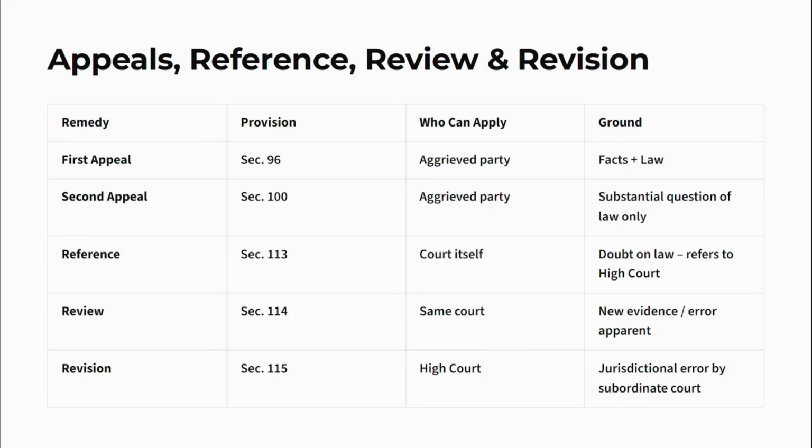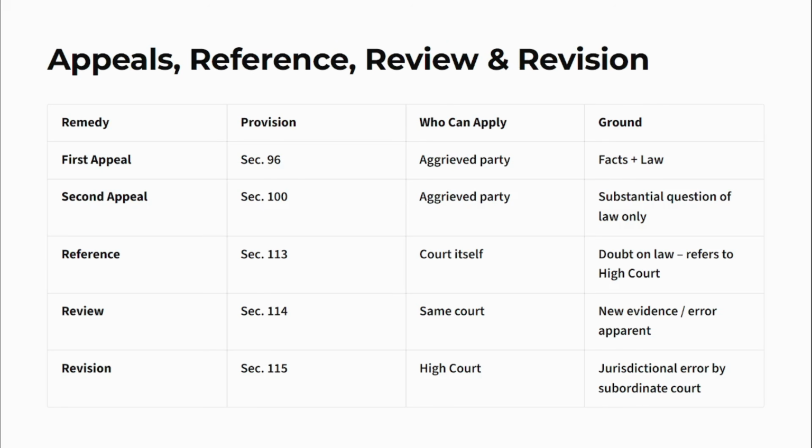Appeals, reference, review, revision. So another very important comparison table for the examination. First appeal, that is section 96, filed by the party who is unhappy with the decision on both facts and law, goes to the higher court.